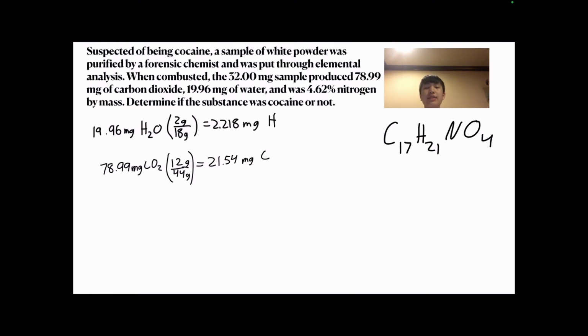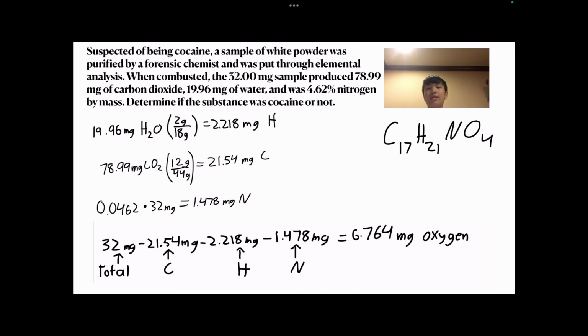The next thing you need to do is find the mass of nitrogen in the sample. So what you do is multiply 0.0462, which is just 4.62% as a decimal, times 32, and you get 1.478 milligrams of nitrogen. The last thing you need to do is subtract all three of these values from 32 to find the missing mass. So then you get 6.764 milligrams of oxygen is in the sample. You know it's oxygen because in order for it to be cocaine, look at the top right, there has to be oxygen in the sample.